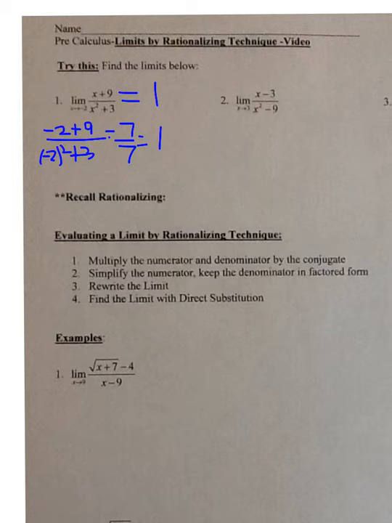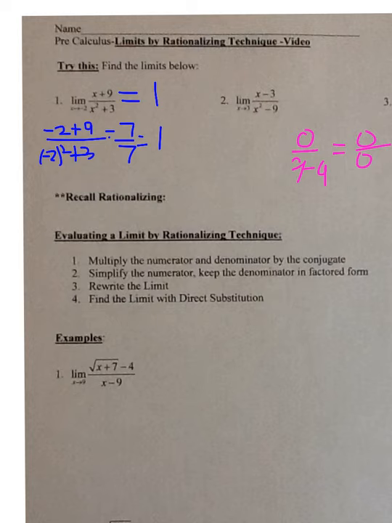All right, so let's try number 2. So again, we're going to try direct substitution. It is the limit as x approaches 3 of x minus 3 over x squared minus 9. So I'm going to do the direct substitution. I have 3 minus 3 over 3 squared minus 9. So that's 0 over 9 minus 9, which is 0 over 0. That is undefined. So we have to try doing what we did 2 days ago, yesterday and 2 days ago, the dividing out technique.